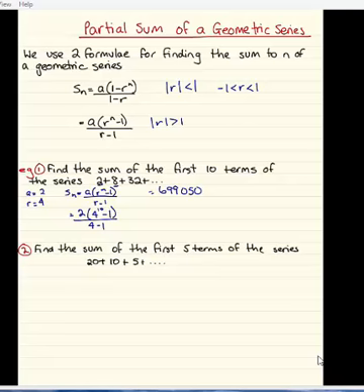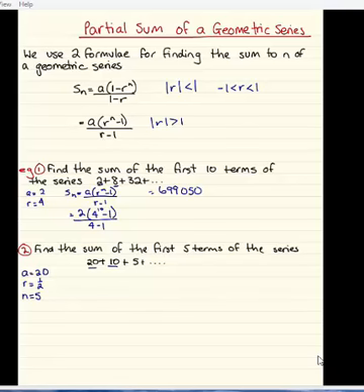In the second one, let's have a look at what we've got. So our a, our first term for this one is 20, but what's our r? Now remember, it's what we're multiplying by. So we are multiplying by 10 over 20. We're multiplying by a half. So r is equal to a half. And they want the first 5 terms, so n is equal to 5.